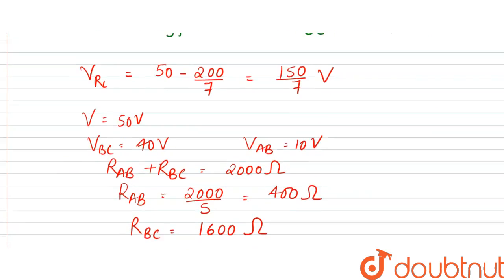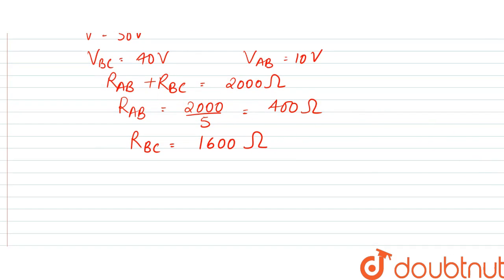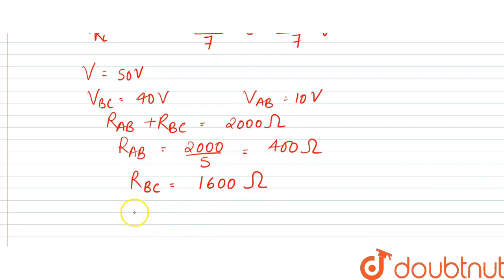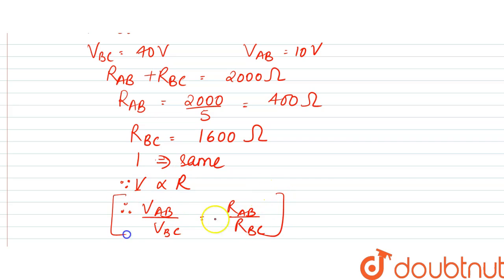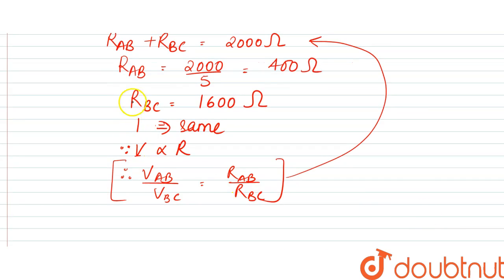So the resistance of BC. Why? Because this is 2000 ohms, and the current would be the same in both the resistors. So since V is proportional to R, VAB by VBC would be equal to RAB by RBC. So using this here and this equation, we get these values. So our answer would be that the resistance of BC should be 1600 ohms.